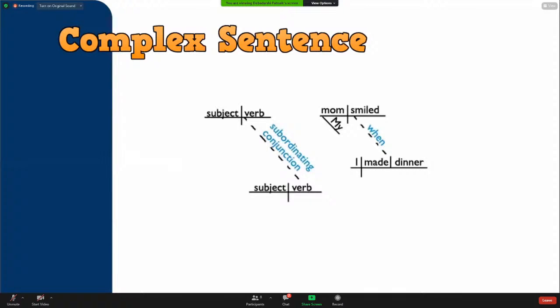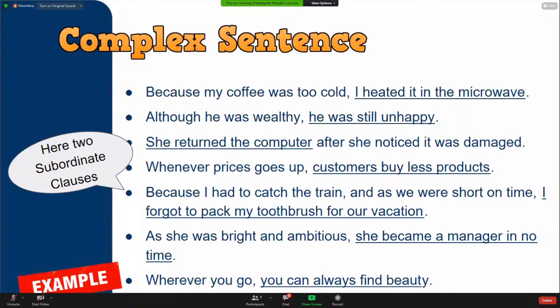Think of this: because my coffee was too cold, I heated it in the microwave. Here, I have given you seven examples. In the seven examples, half of each sentence is underlined. The underlined part is the independent clause. But the other part is the subordinate clause.